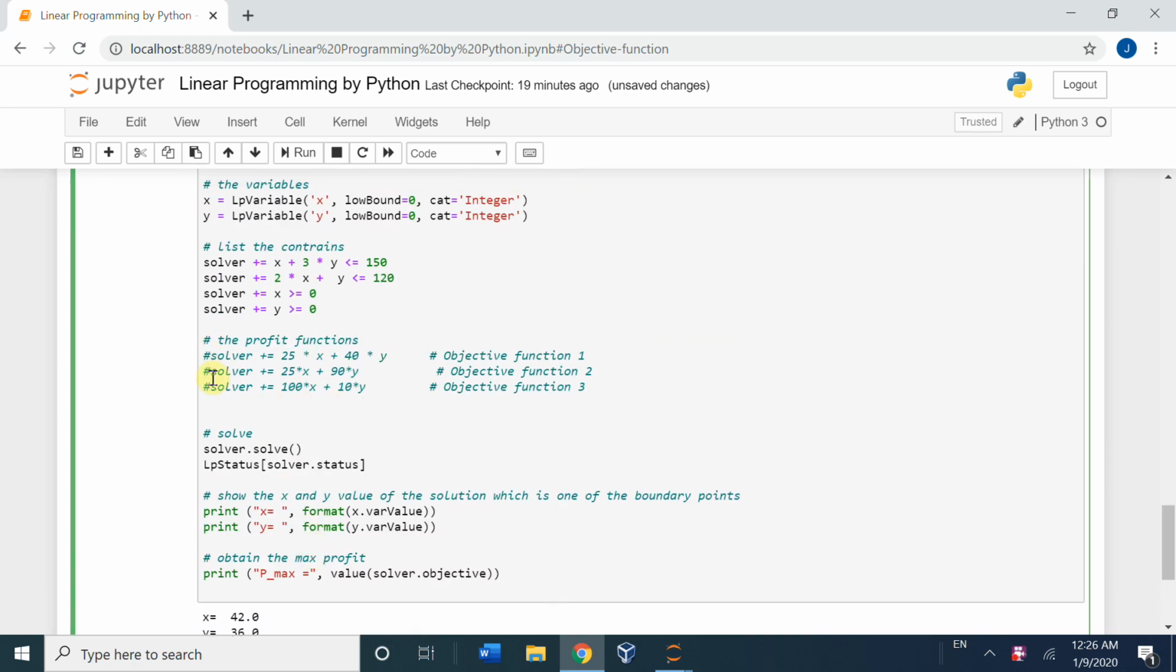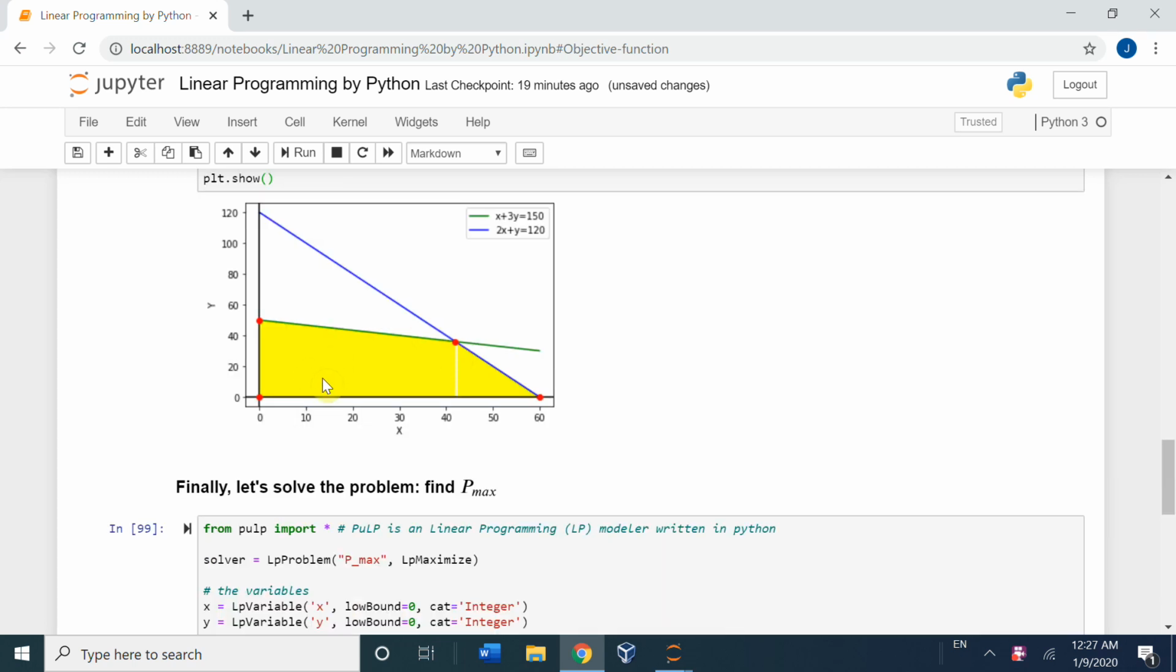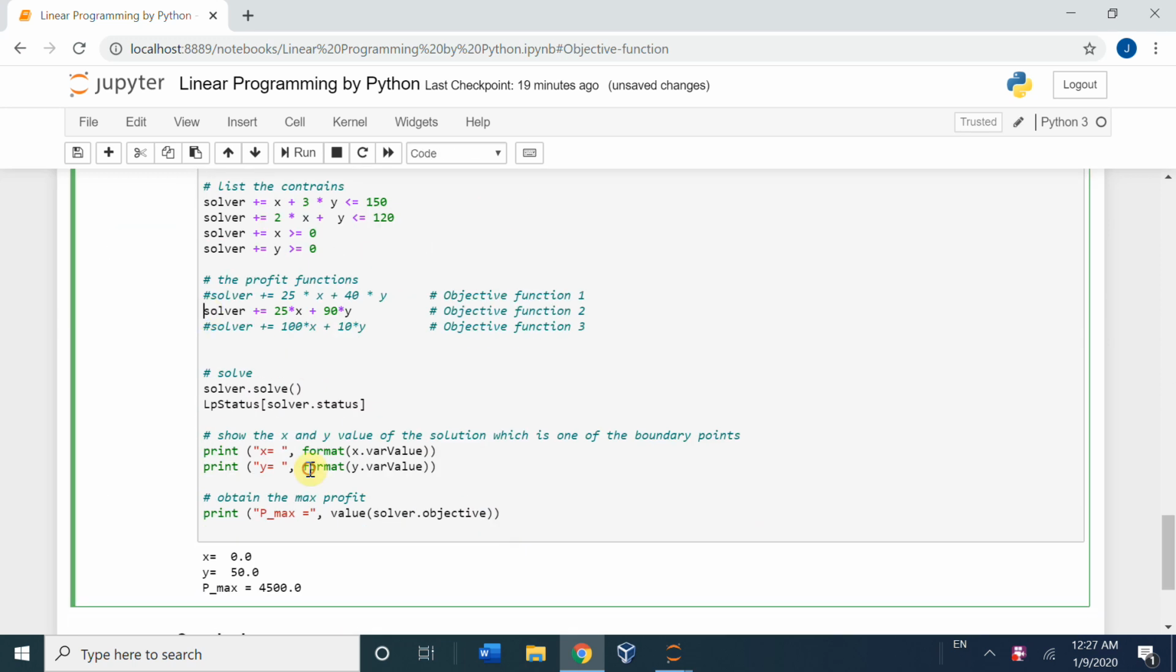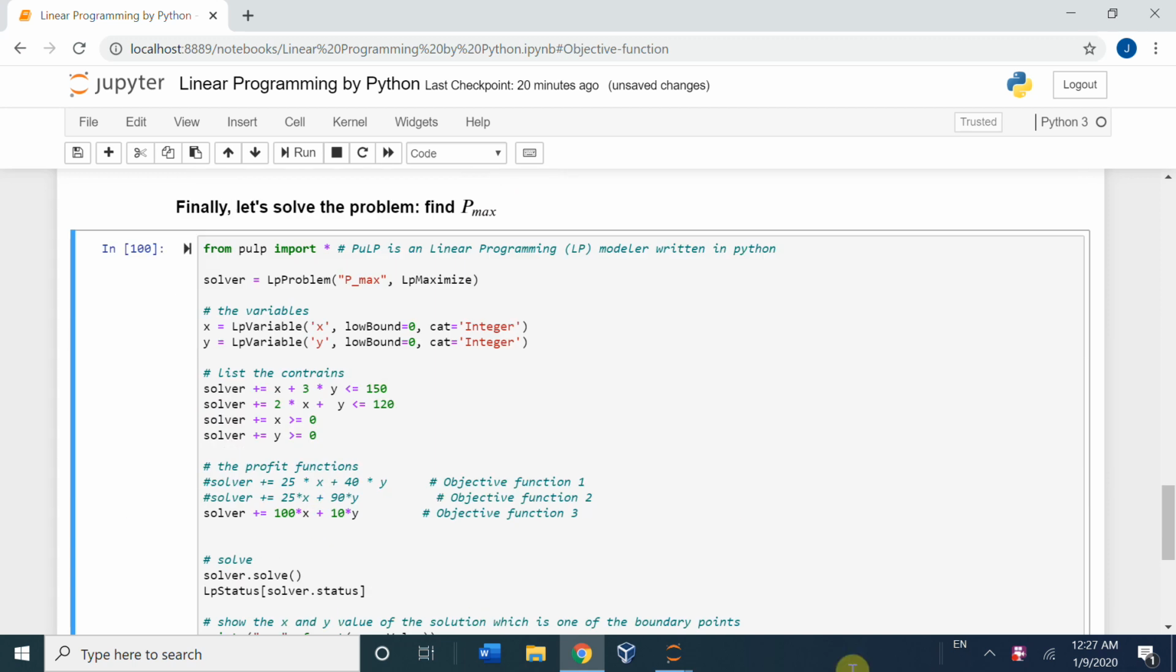Now let's try the second profit function. We get 0, 50. So 0, 50 is this point. Boundary point is our solution. Let's try the last profit function, 100x plus 10y. So Control Enter. And we get 60, 0. So 60, 0 is this point, the boundary point.